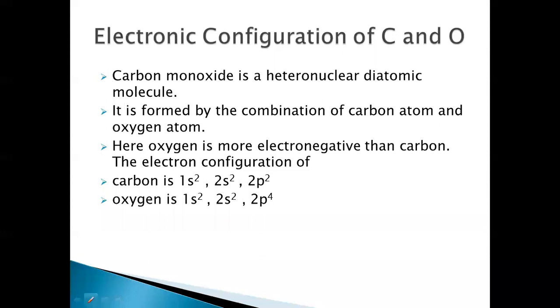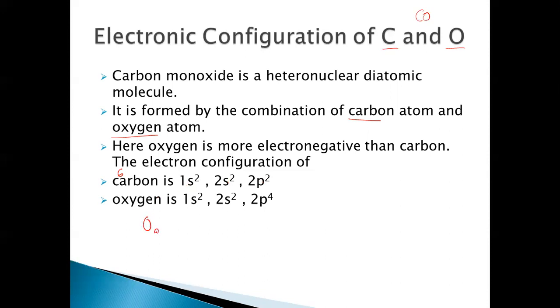First of all, for the molecular orbital diagram of carbon monoxide, let us first discuss the electronic configuration of carbon and oxygen. Carbon monoxide is formed by the combination of carbon and oxygen atoms. Carbon has atomic number 6 and the number of electrons is also 6 here. So the electronic configuration is 1s2, 2s2, 2p2.